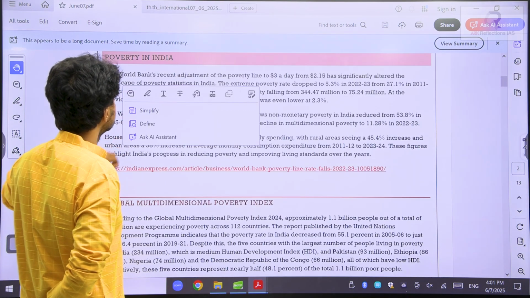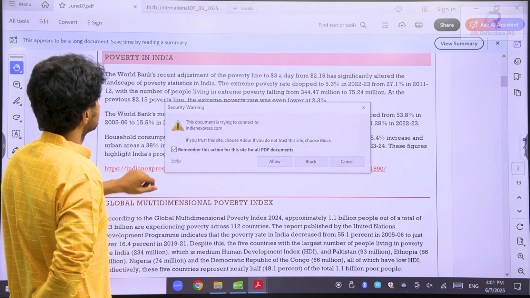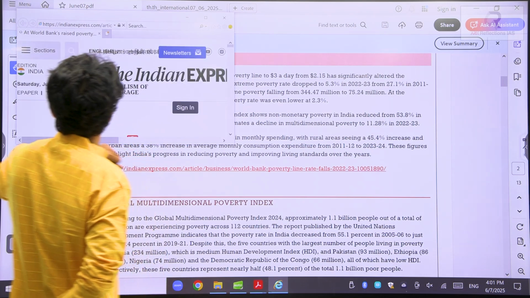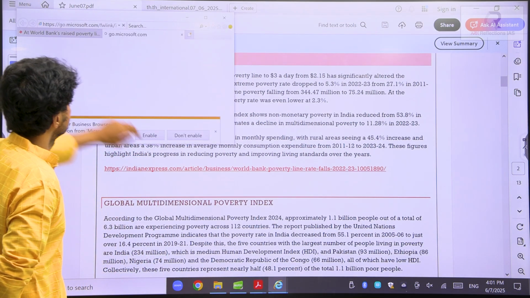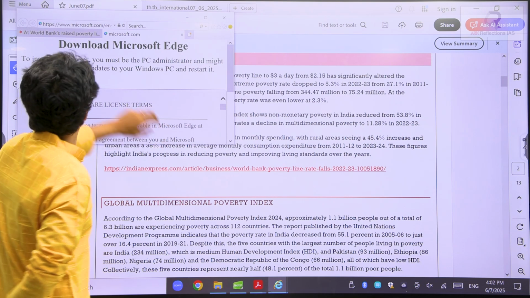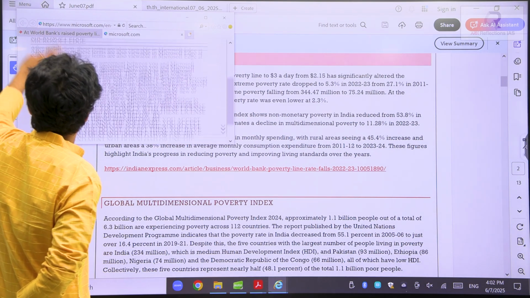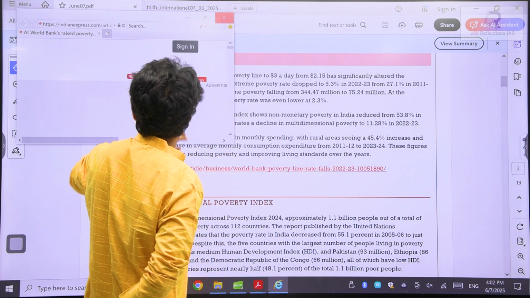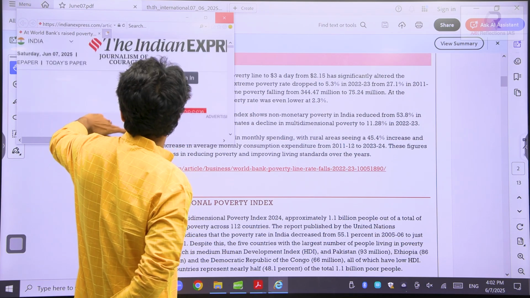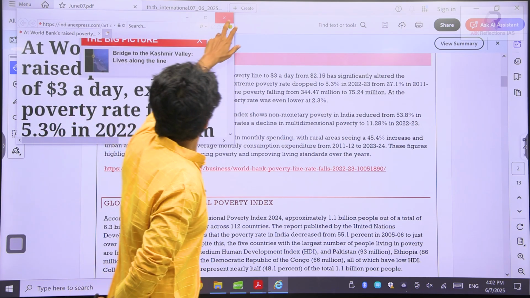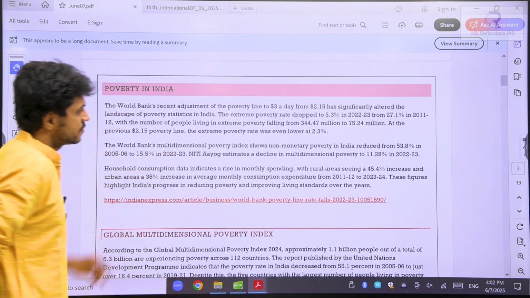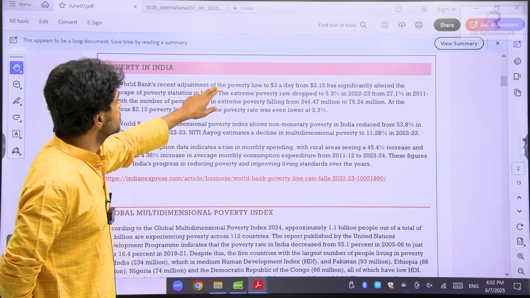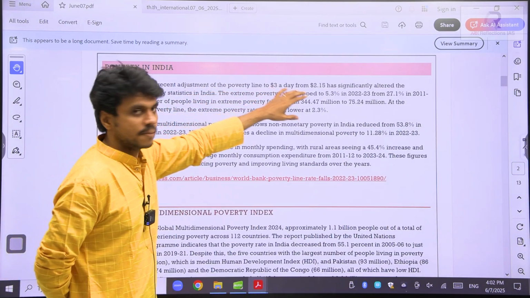So we will be starting with the poverty in India. See here, they have given us the article. I have given a reference article as well, so you can check this. Basically the World Bank's recent adjustment of the poverty line to $3 a day.